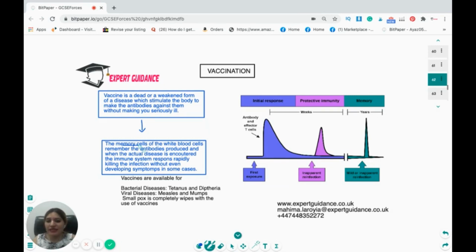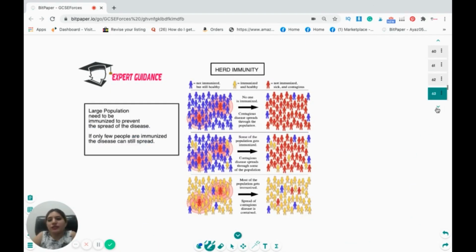So we have vaccines available for tetanus, diphtheria, and for viral diseases. We have measles and mumps, and smallpox is completely wiped out with the use of vaccines. Okay, so vaccination is very, very important. All right. Okay, now let's move on to the next slide. What is herd immunity? Herd immunity is that a large population needs to be immunized to prevent the spread of the disease. If only a few people are immunized, it will not help because the disease can still spread.